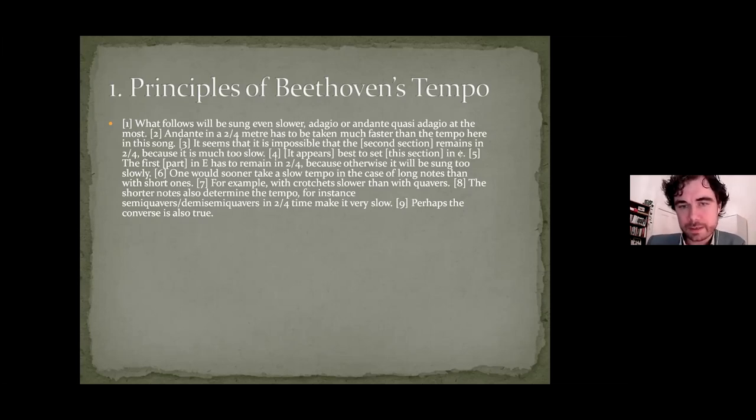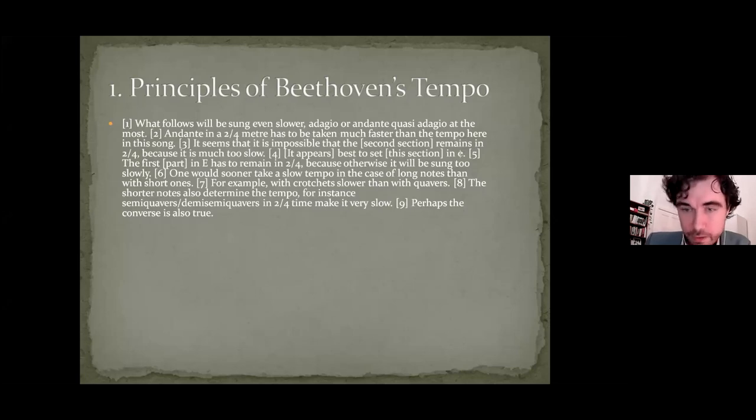So what follows will be sung even slower, adagio or andante quasi adagio at the most. Andante in a 2/4 meter has to be taken much faster than the tempo here in this song. It seems that it is impossible that the second section remains in 2/4 because it is much too slow. It appears best to set the section in alla breve. The first part in E has to remain in 2/4 because otherwise it will be sung too slowly.